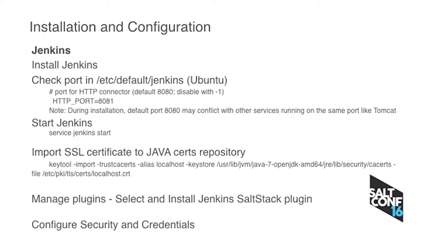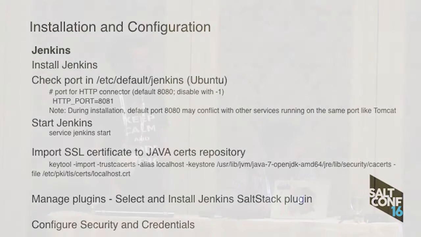To install Jenkins, I think the only issue I had was that I had Tomcat installed, and it was running on the same port. In my case, I had to stop Tomcat and then run the installation. That's the only issue. Then I was able to change the Jenkins port. Then you have to import the SSL certificates. Basically, that's all. You start the Jenkins service, and then you can install the SaltStack plugin from the Jenkins console.